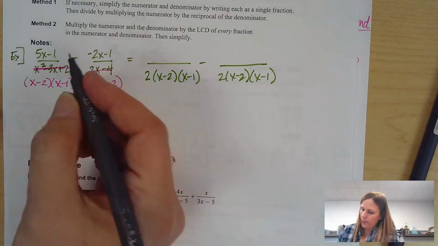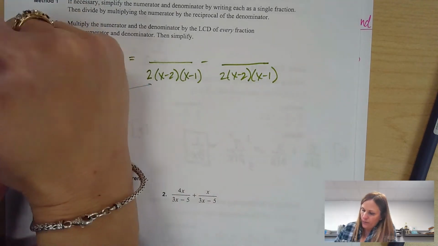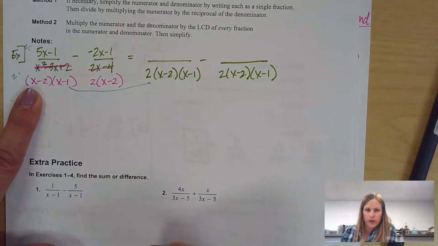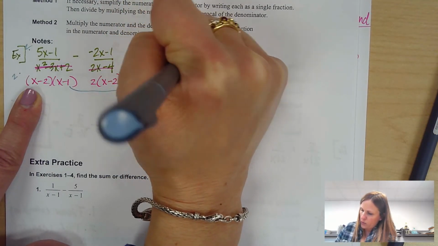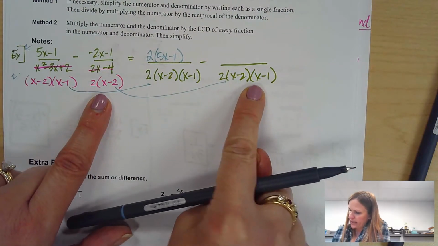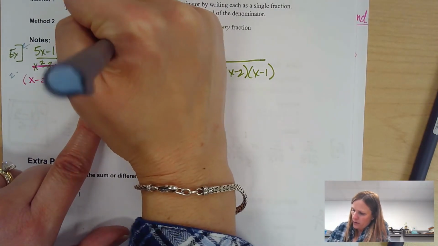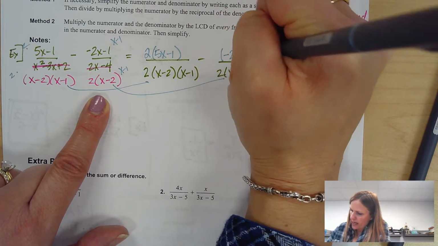Let's go ahead and scale it up. To get from here to here, the only thing I'm missing is the 2. So I multiply by 2. Let's multiply the numerator by 2, so I get 2 times 5x minus 1. To get from here to here, the only thing I'm missing really is the x minus 1. So I'm going to multiply negative 2x minus 1 times x minus 1.